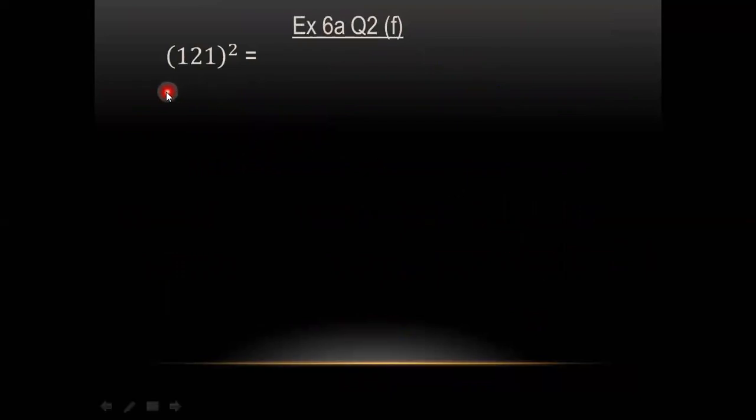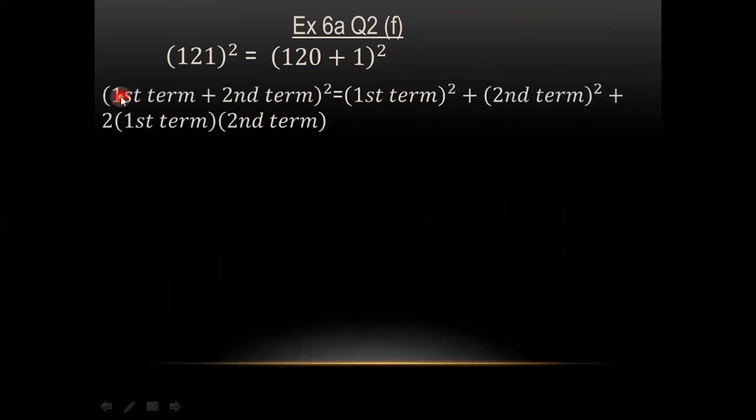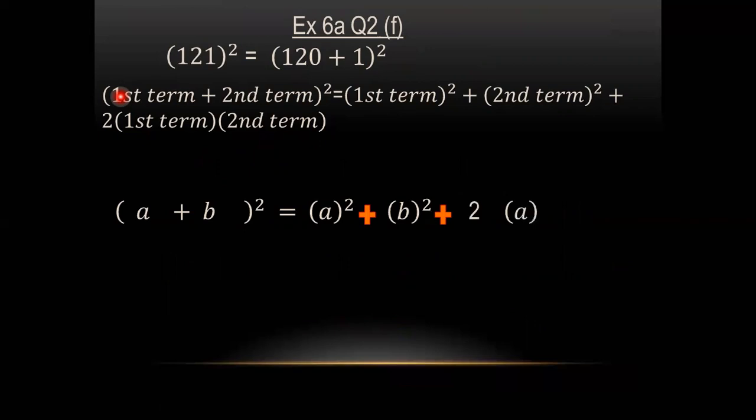121 whole square. Now we will convert it into a binomial: 120 plus 1. It's a binomial now. Now we can apply the formula. Write down the formula and its symbolic form: a square plus b square plus 2ab is equal to a plus b whole square. Write down the question, 120 plus 1.